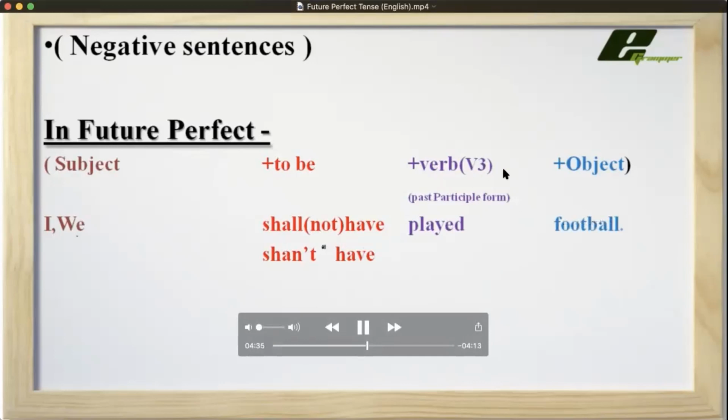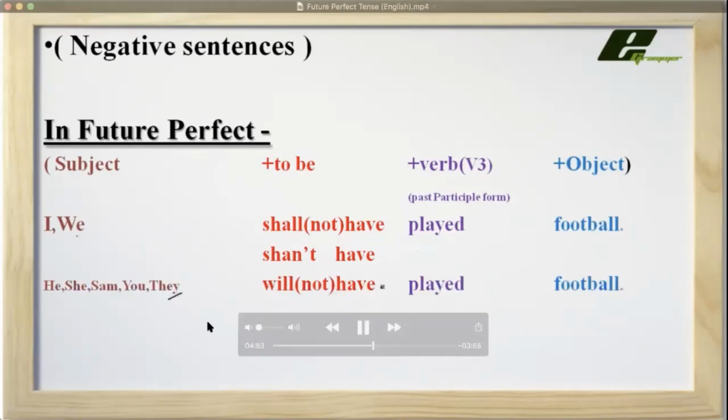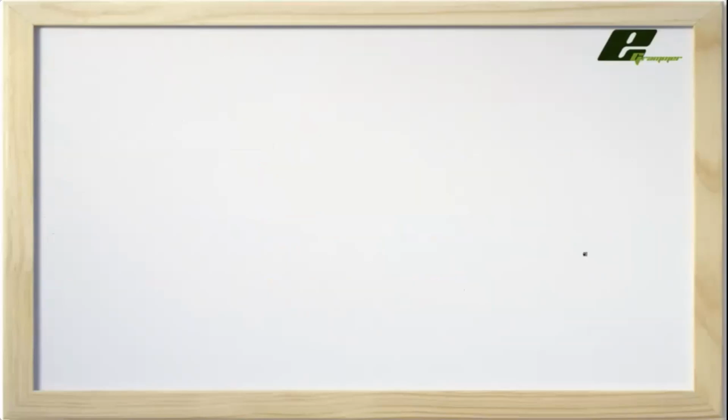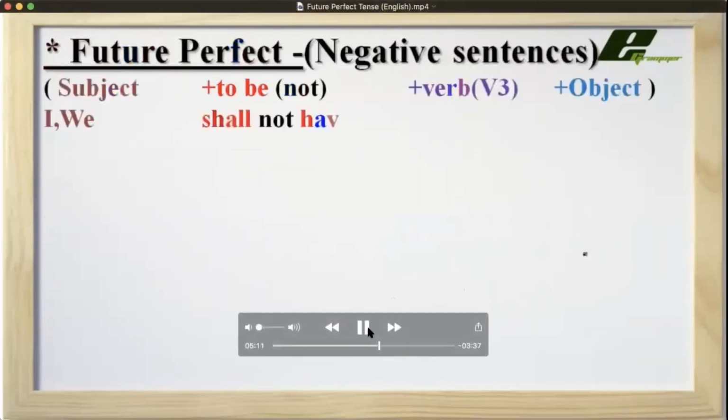The other members of the sentence will remain. Shall not or shan't. For other persons, he, she, Sam, you, they, it will be will not have played football. If we want the contraction form, it is won't have played football.